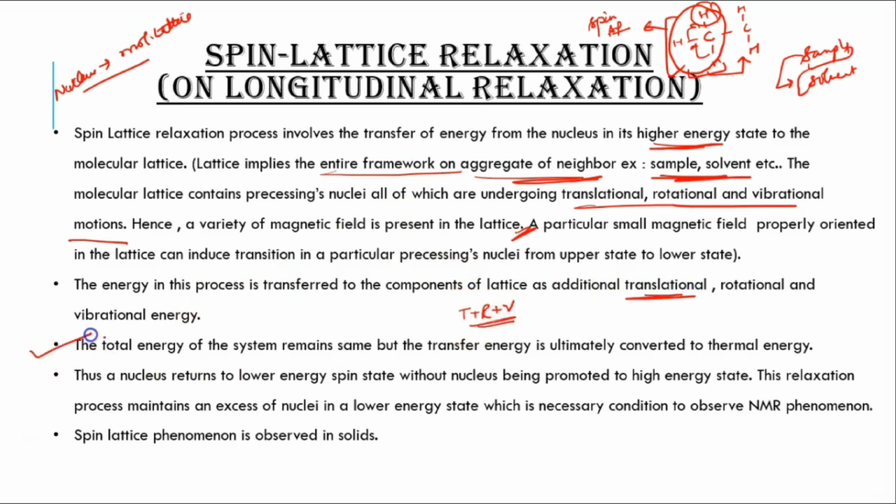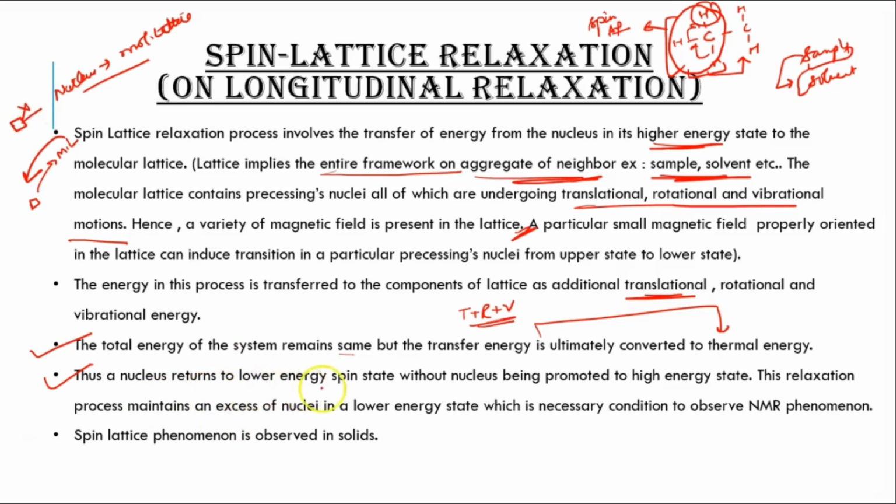So the total energy remains the same but transferred energy is ultimately converted to thermal energy because you require thermal energy for the excitation, right? So the nuclei return to the low energy spin state without the nucleus being even promoted to high energy state. तो मतलब आपका जो low energy spin state था वहां से आपको सीधे molecular lattice में चला गया और वहीं से वापस low energy spin state में चला गया. higher excited energy spin state की तो यहाँ पे कोई बात ही नहीं हुई है. समझ आई बात? ठीक है.